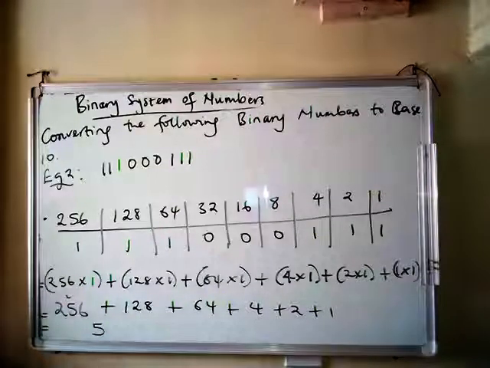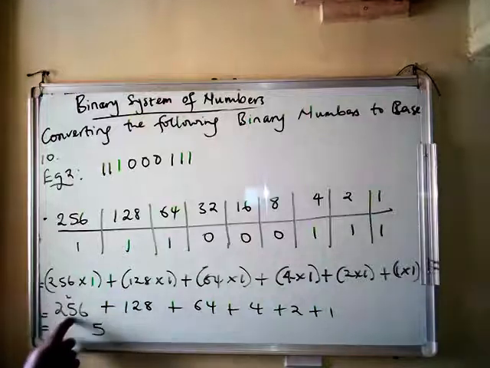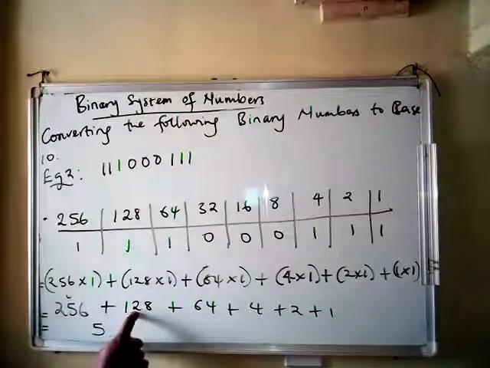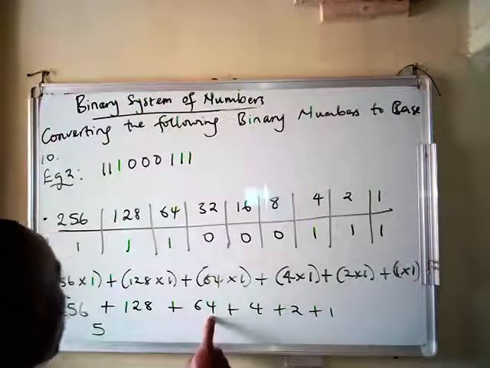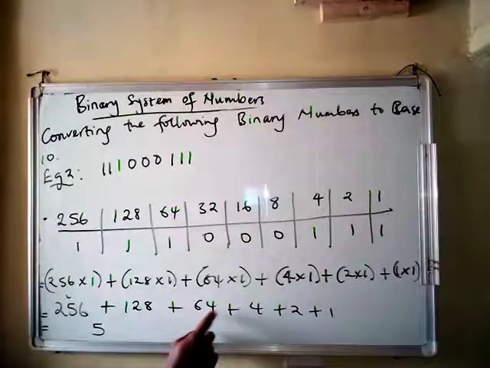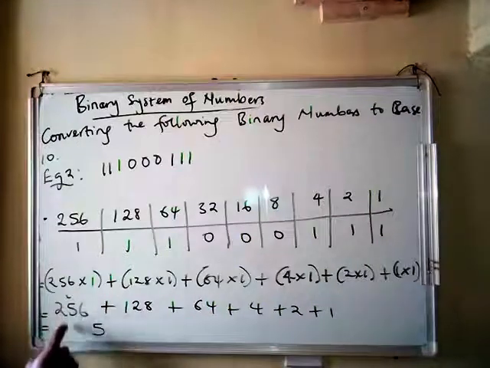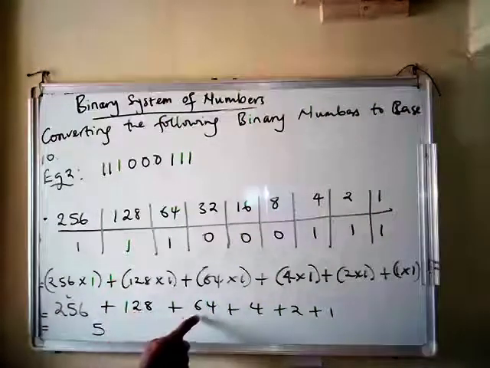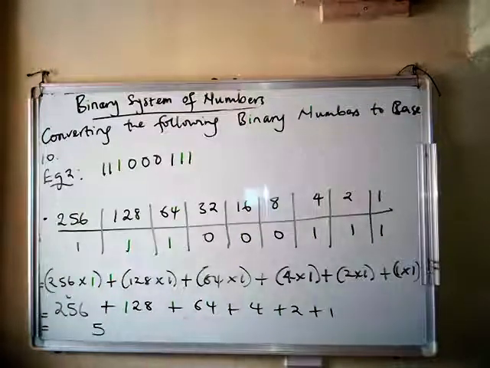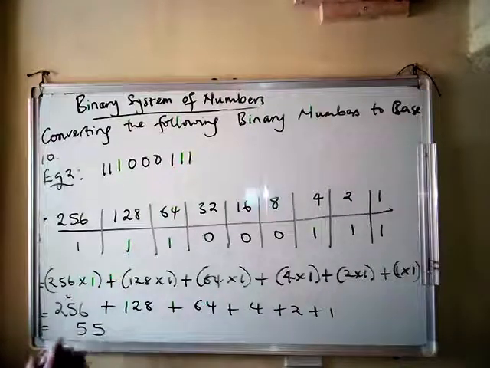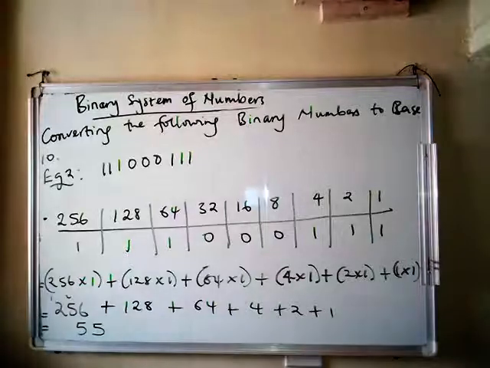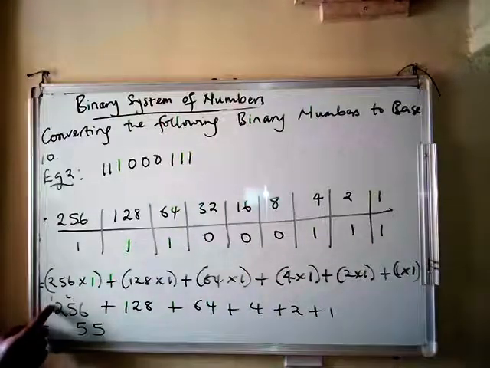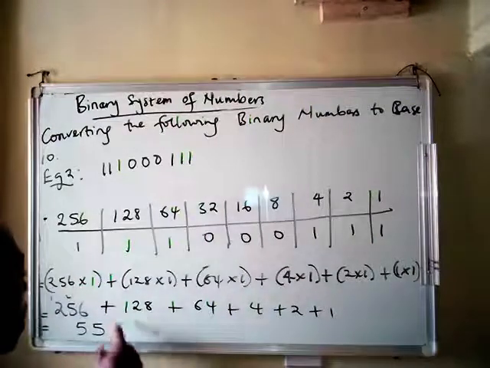So what do we have here? You have 256. My markers are fading, but that's not the problem. Plus 128 plus 64 plus 4 plus 2 plus 1. So let's add. You know, I like adding using place values. So let's add all the units together. So 1 plus 2, 3, 3 plus 4, 7, 7 plus 4, 11, 11 plus 8, 19.